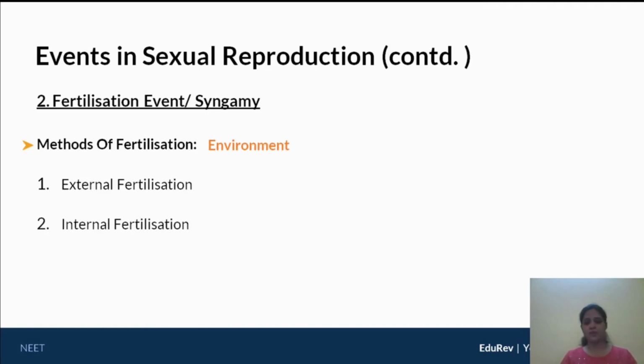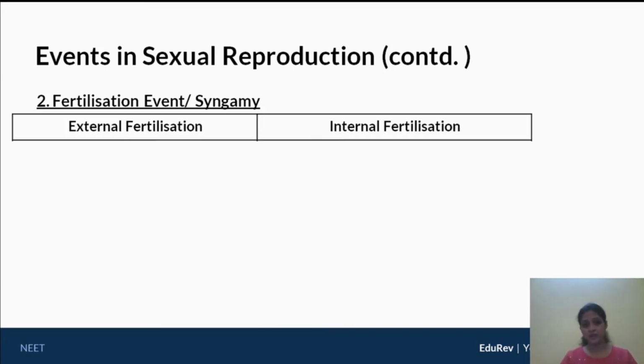Now, what is the difference between them? External fertilization occurs outside the female body, so the environment is outward. Whereas internal fertilization occurs inside the female body, fertilization is inside. Now we need to understand why these differences take place and what is the advantage or the disadvantage of either of these. Okay, so let's take these distinction points, internal and external fertilization.